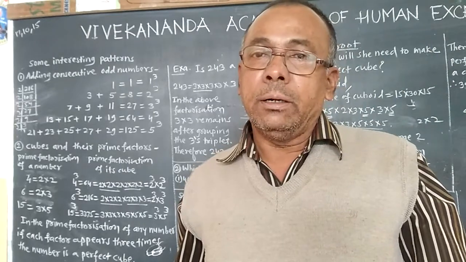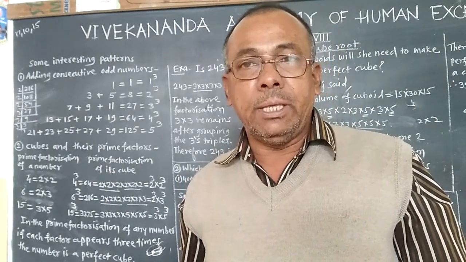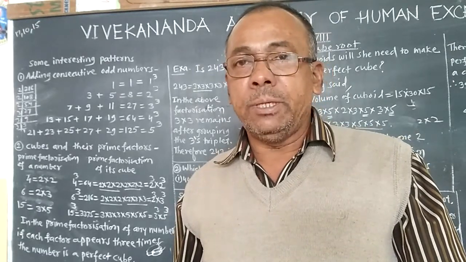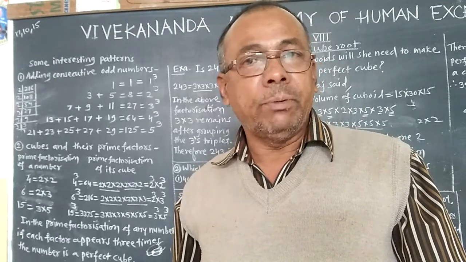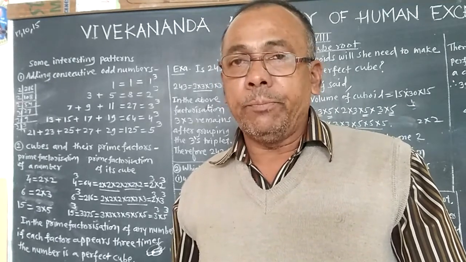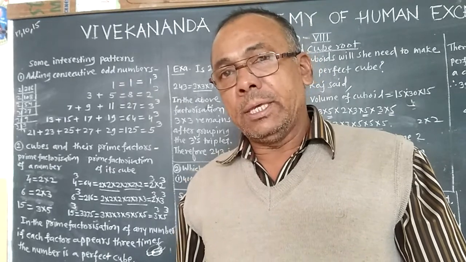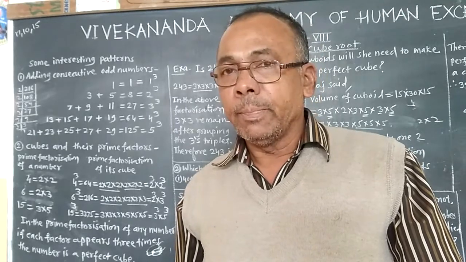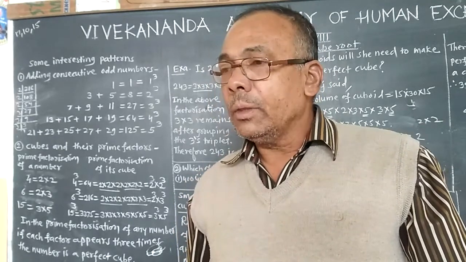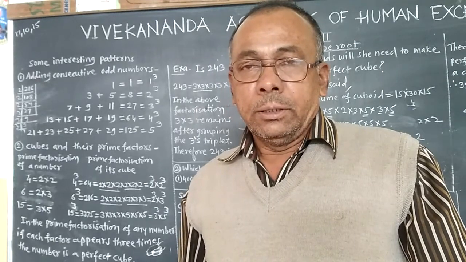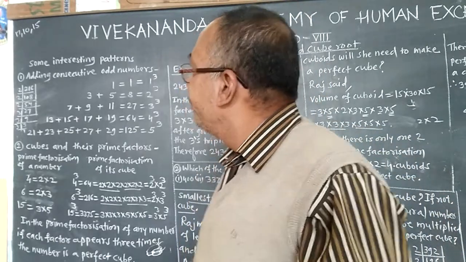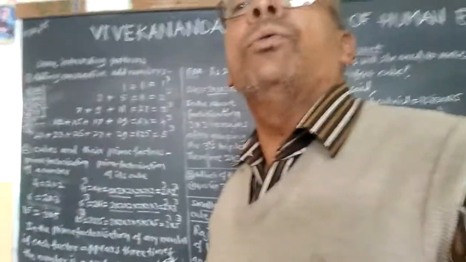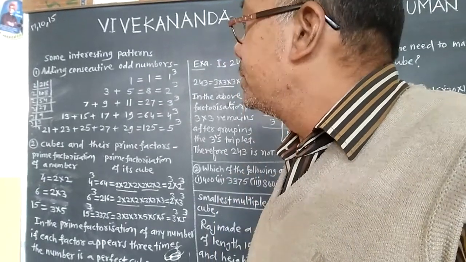we have seen one identity, that is (a + b) whole cube is equal to a cube plus 3a square b plus 3ab square plus b cube, and with the help of this identity we can find the cube of any 2-digit number. So after this we are going to see some interesting patterns.